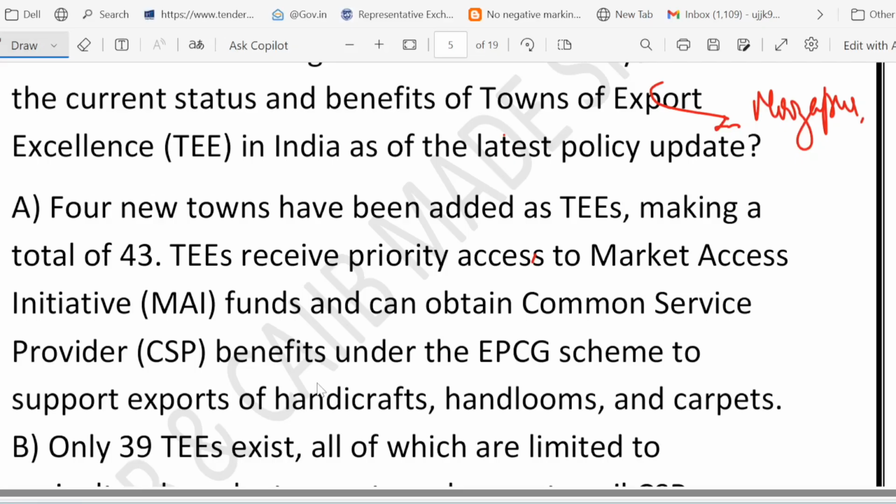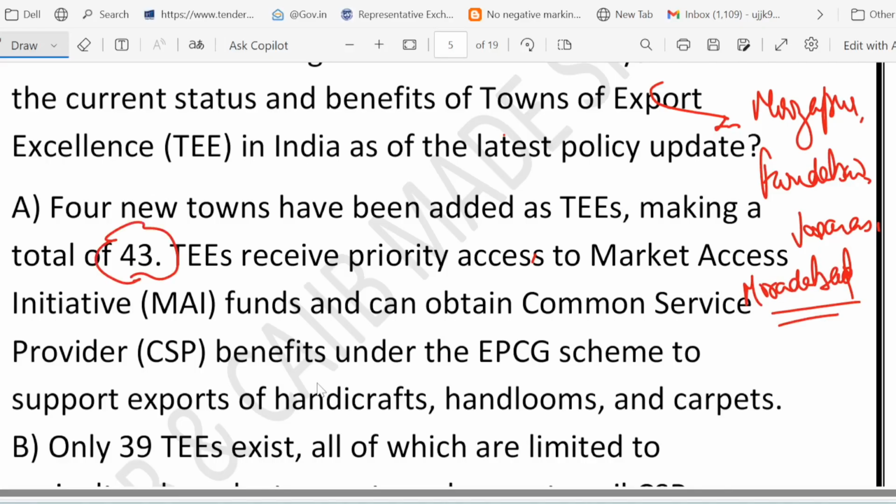Then Varanasi and Moradabad. So recently, these towns were added. So the total is now how much? 43. Total is 43. Suppose an exporter from Moradabad, which is most famous for brassware.